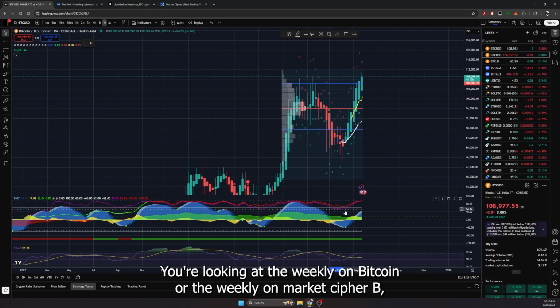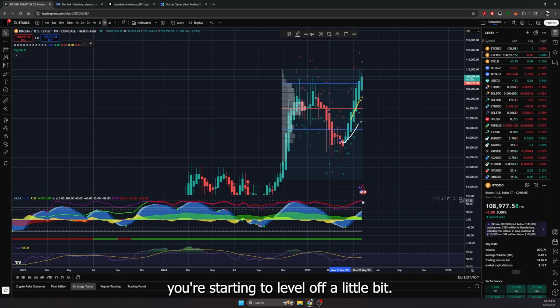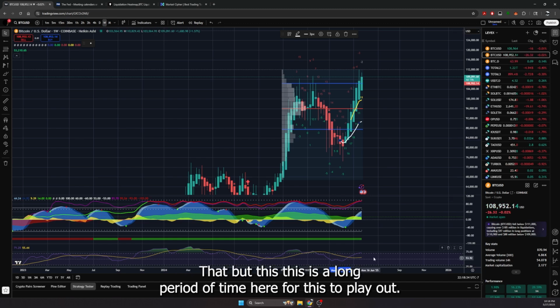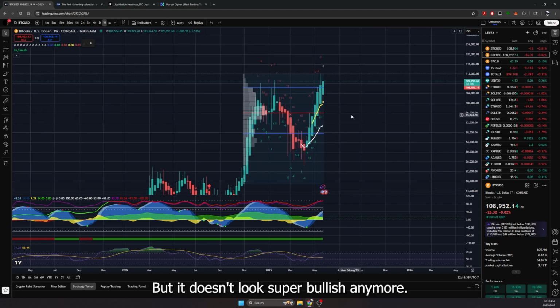You're looking at the weekly on Bitcoin, or the weekly on Market Cipher B. You're starting to level off a little bit. It's too early to tell, but maybe you get a red dot here and an anchor trigger to the downside. Okay, but this is a long period of time here for this to play out. But it doesn't look super bullish anymore. It might come up for air a little bit.